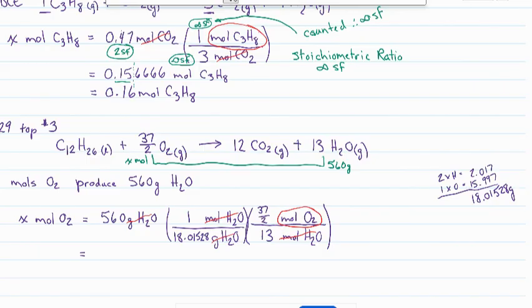Okay, picking up our calculator, we take 560 multiplied by 1 divided by 18.01528 multiplied by 37 divided by 2, and then divide it again by 13. When you do this, you get 44.23595286. Had to look up on my calculator again.